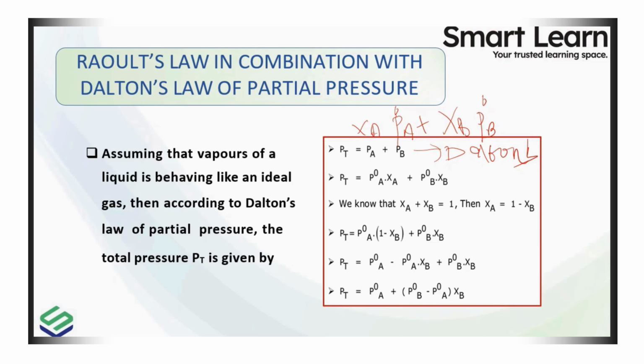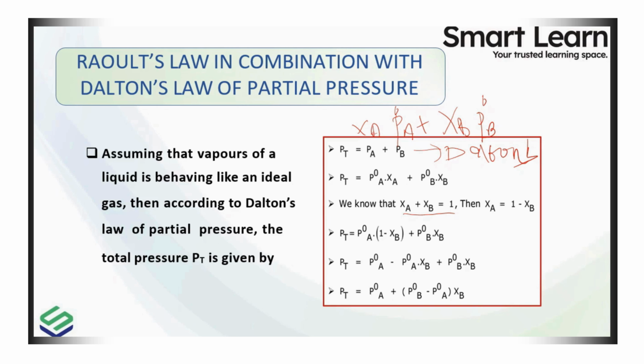So substitute PA and PB as chi A P naught A and chi B P naught B. Then we get the equation P total is equal to chi A P naught A plus chi B P naught B. We know that chi A plus chi B equals 1 for a binary solution. Then substituting, we get P total as P naught A plus (P naught B minus P naught A) into chi B.